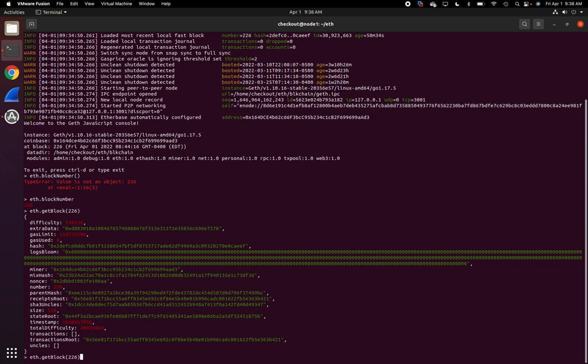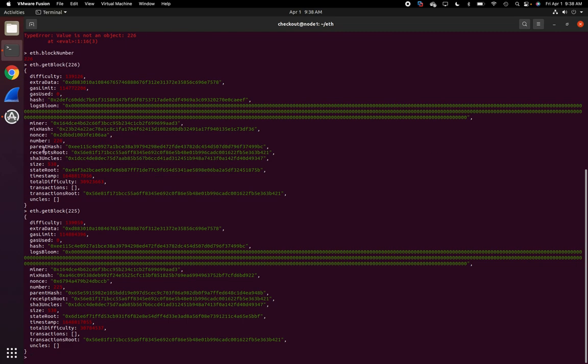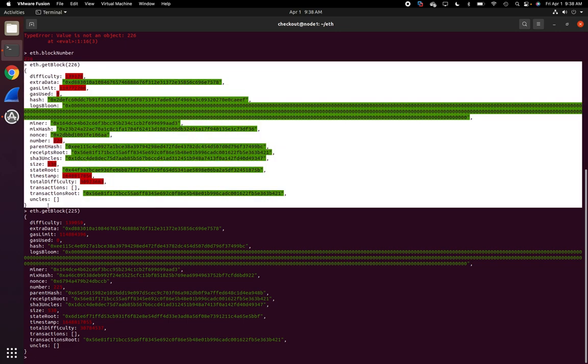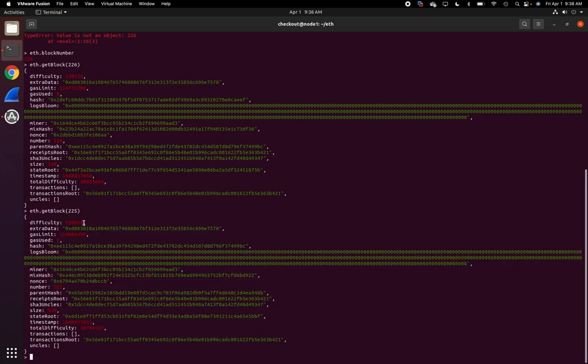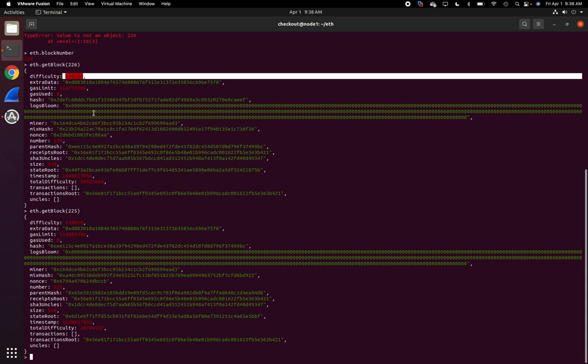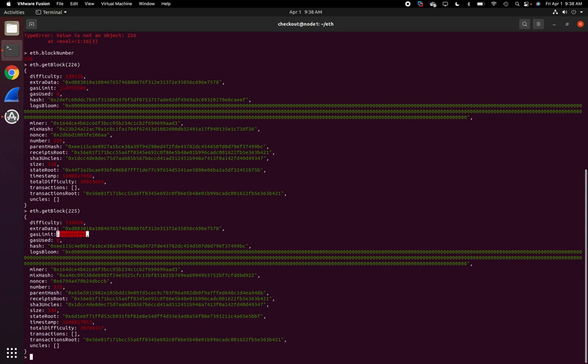If we want to see the previous block to 226, so 225, we can get block 225. And so we have 226 up here, and we have 225 down here. As we can see, the difficulty will always go up between blocks. Since 225 is before 226, this difficulty is going to be lower than this difficulty. It always goes up no matter what. The gas limit also always goes up, and this is just increased as the platform continues to age and total time being used. Our extra data is the same, it looks like, between the two.